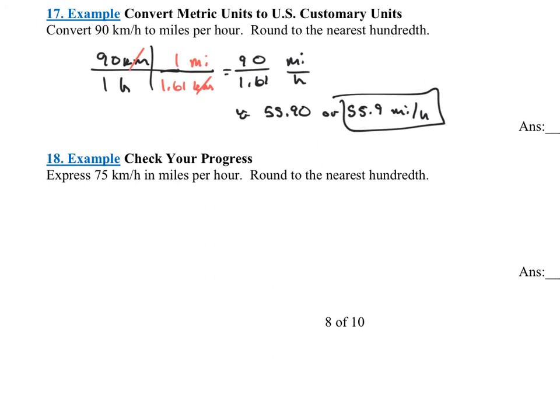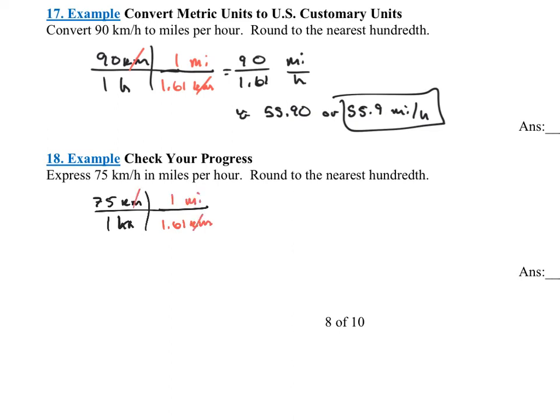Okay, number 18, express 75 kilometers per hour in miles per hour. So let's start off with what we're given. We're given 75 kilometers in 1 hour. How many miles per hour is that? Well, we're going to use our conversion. Again, 1.61 kilometers is in 1 mile.